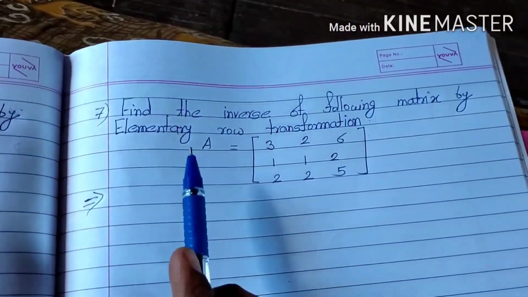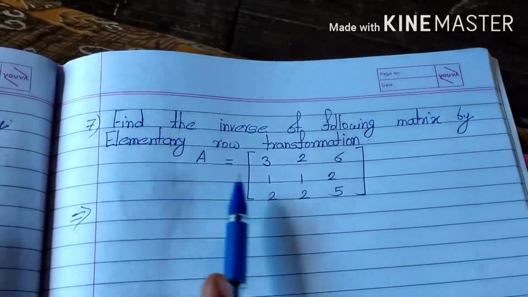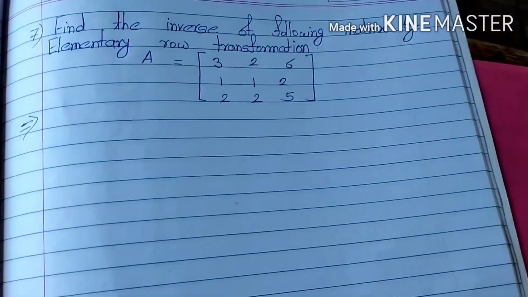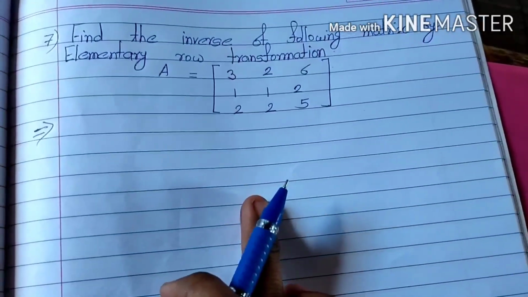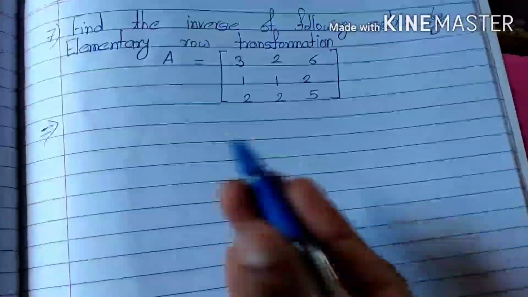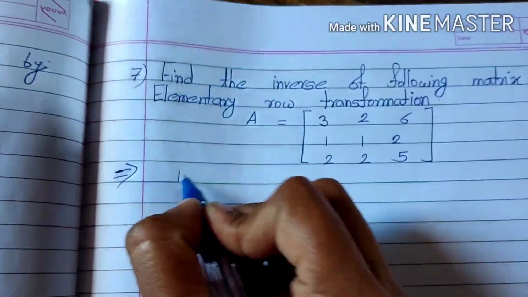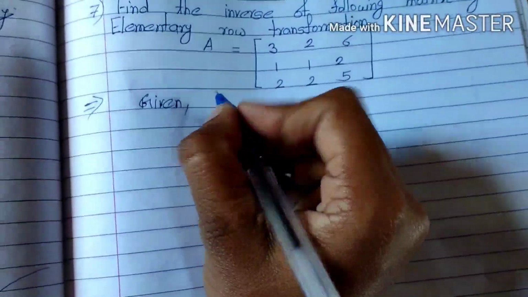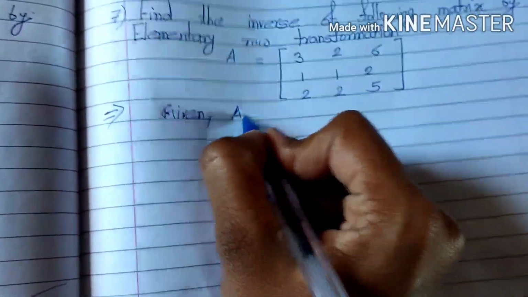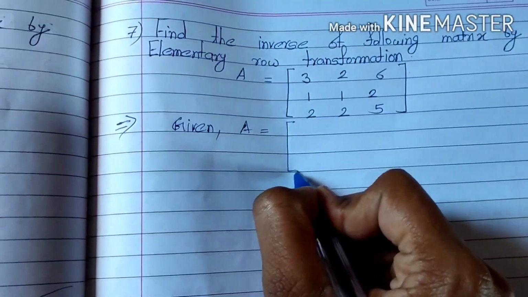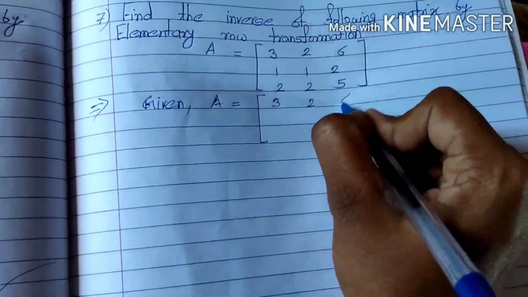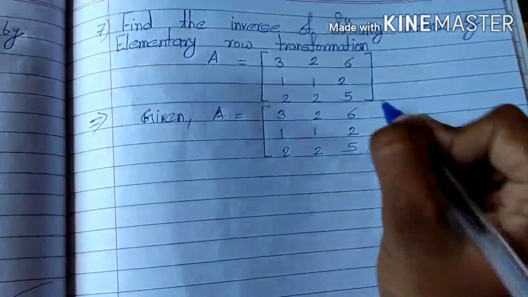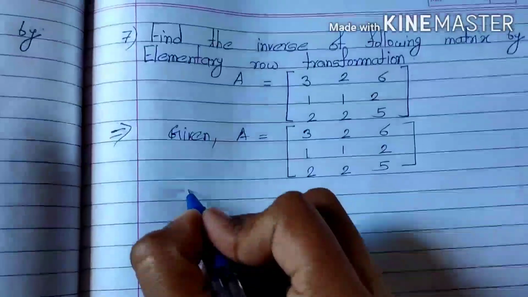Now next example is find the inverse of following matrix by elementary row transformation. Here is a 3 by 3 matrix. So first check whether inverse exists or not. So here given matrix with last row 2, 2, 5. Take determinant.